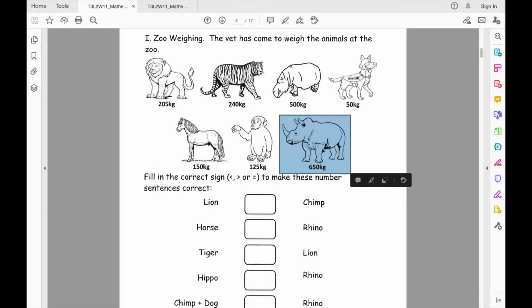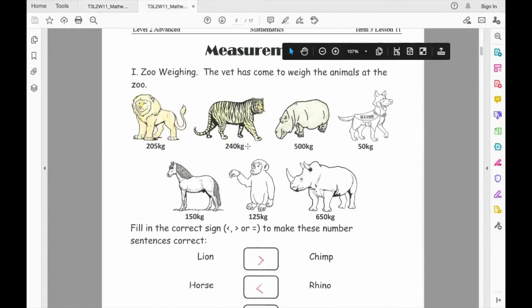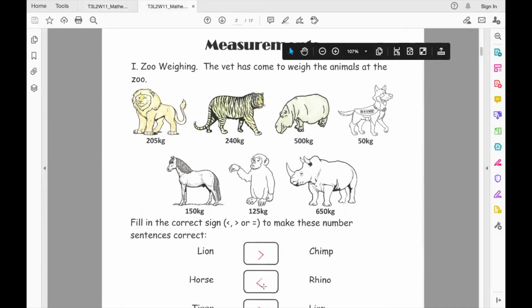That means our crocodile mouth has to try and eat the rhino. That means our symbol should be this one. See how the crocodile mouth here tries to face the rhino. And the number sentence means the horse is less than the rhino. And if you didn't understand the first one for the lion and the chimpanzee, this one means the lion is heavier than the chimpanzee, or the chimp.